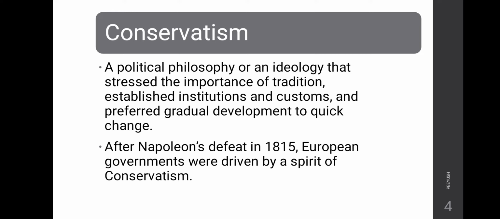Now, this ideology spread across Europe after the defeat of Napoleon in 1815 in the Battle of Waterloo. It was not easy to defeat Napoleon. Napoleon was so powerful. However, with a combined army of Britain, Russia, Prussia, and Austria, Napoleon was defeated. And thereafter, a spirit of conservatism spread across Europe.